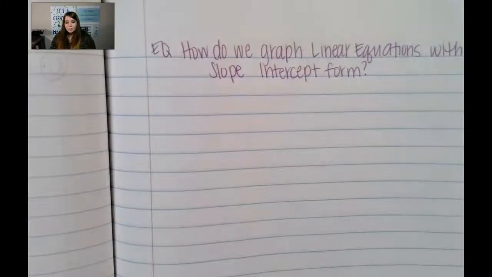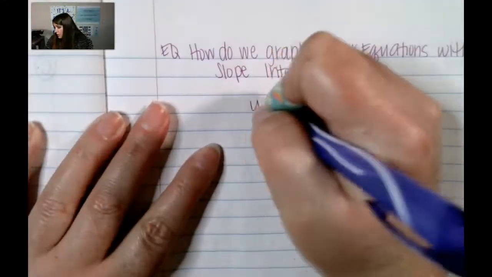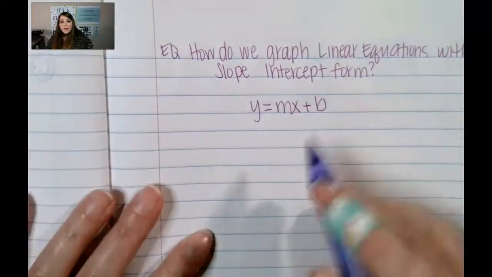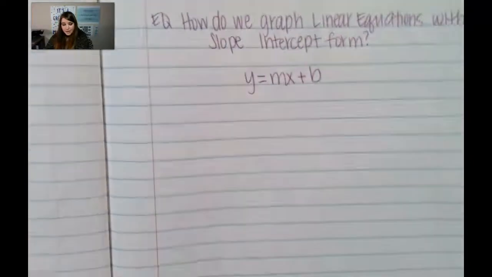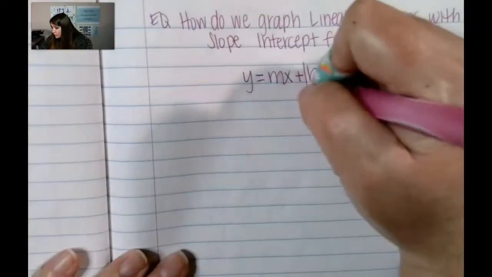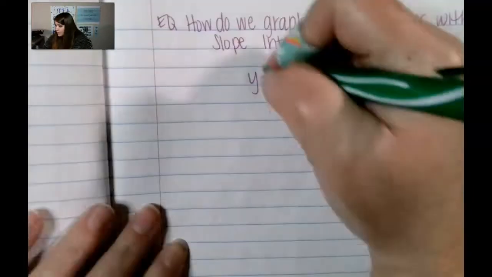Today we are going to be learning about graphing linear equations that have a slope-intercept, or the plus b. So yesterday we learned how to use this slope-intercept equation, y equals mx plus b. We identified the slope and we identified the y-intercept. So here's the y-intercept, and here is the slope.